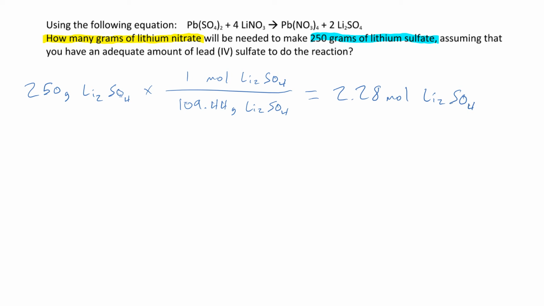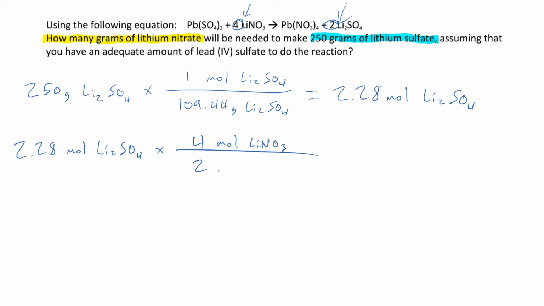Great. Now that I know the moles of lithium sulfate, I want to figure out, according to our mole ratio, this equation here, how many moles of lithium nitrate that is going to produce. So 2.28 moles of lithium sulfate. If I want to figure out how many moles of lithium nitrate that's going to produce, I need that mole ratio of 4 to 2. So for every 4 moles of lithium nitrate, we are going to have 2 moles of lithium sulfate.